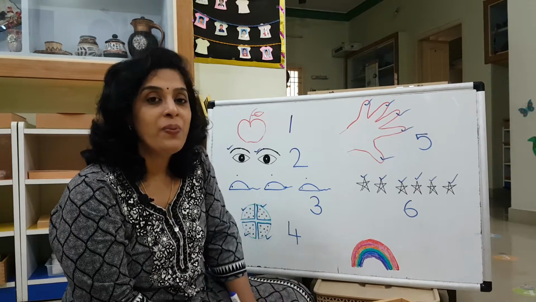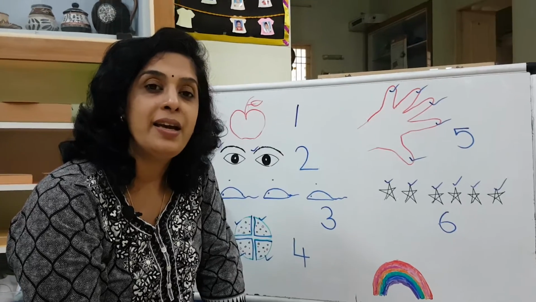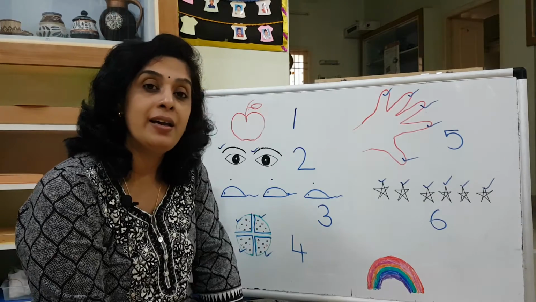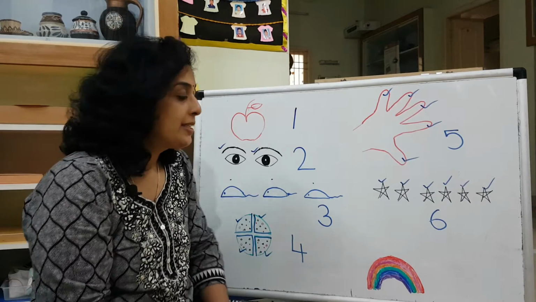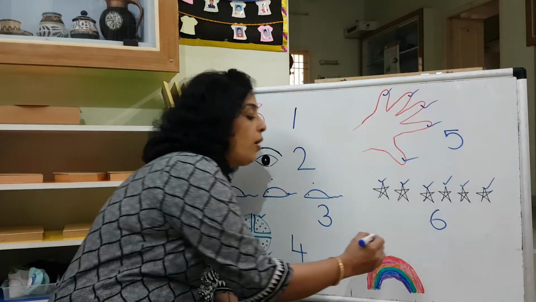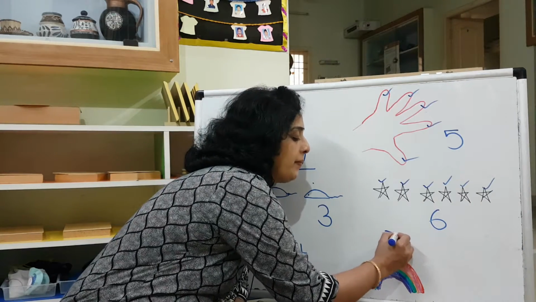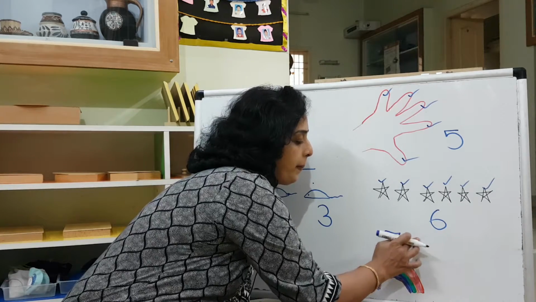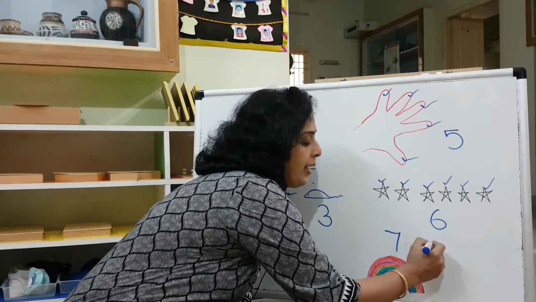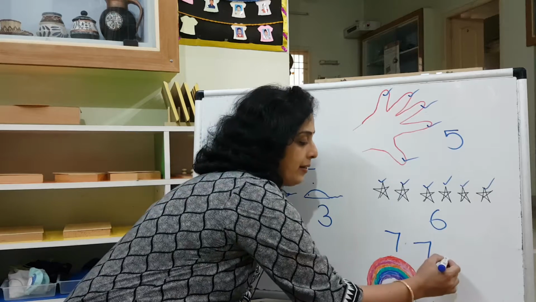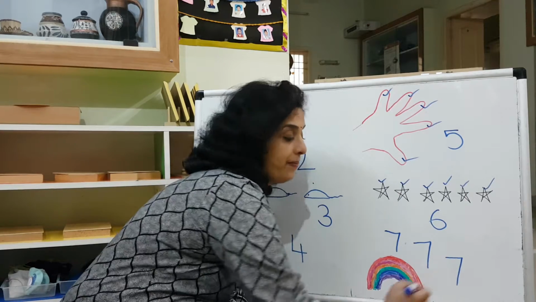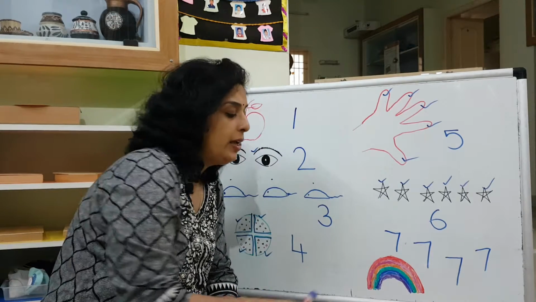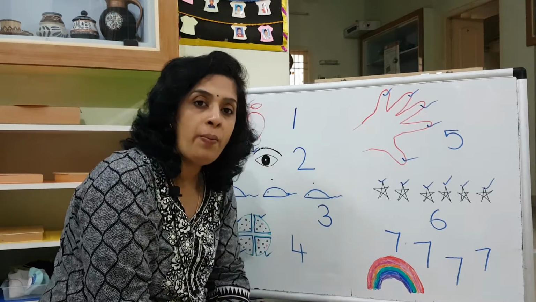Okay. Next one. What is this? That's a rainbow. Did you know how many colors are there in a rainbow? A rainbow has 7 colors. Do you know that? 7 colors of the rainbow. How do I write 7? Just now I showed you. One sleeping line, slanting line. 7. Okay?